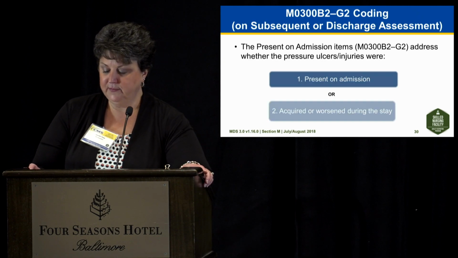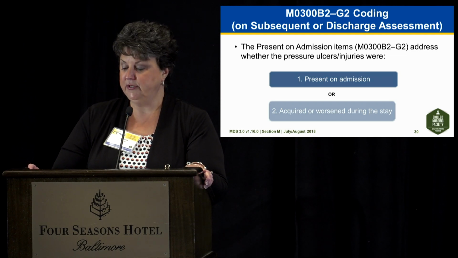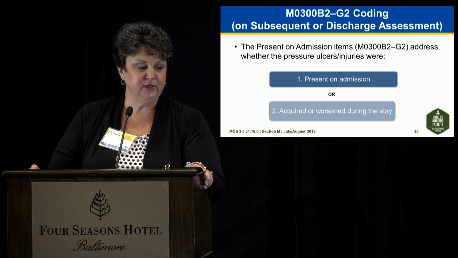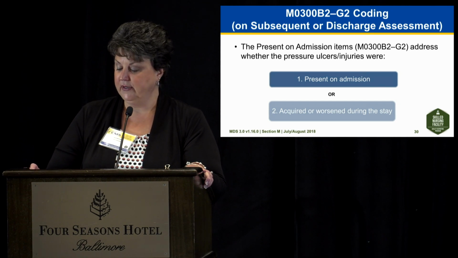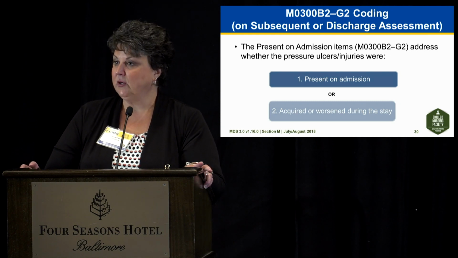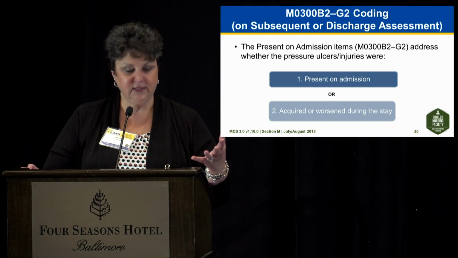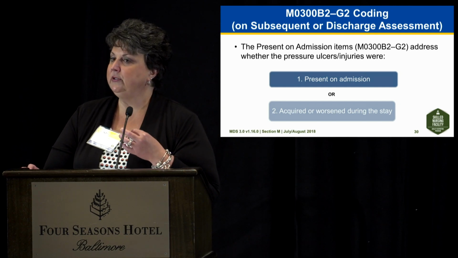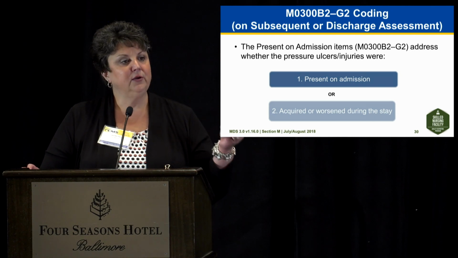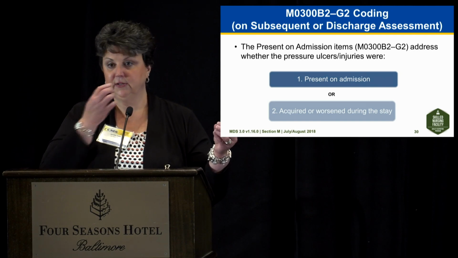So the present on admission items, and those are M0300B2 through G2, address whether the pressure ulcer injuries were present on admission or acquired or worsened during the stay. When we say subsequent assessment, it could mean another PPS assessment, it could be a discharge assessment. It's important to note, however, when we look at that QM later on in this section, that the QM now is only going to be comparing that admission to the discharge assessment.